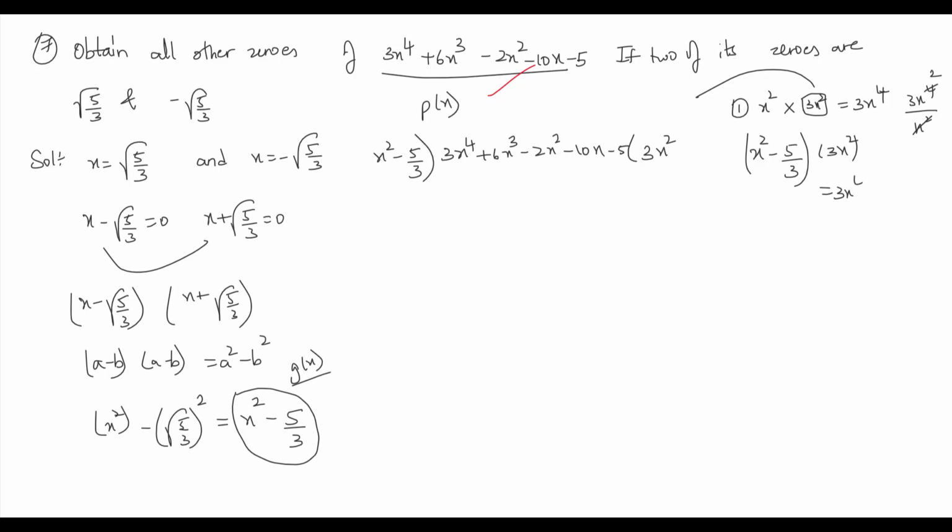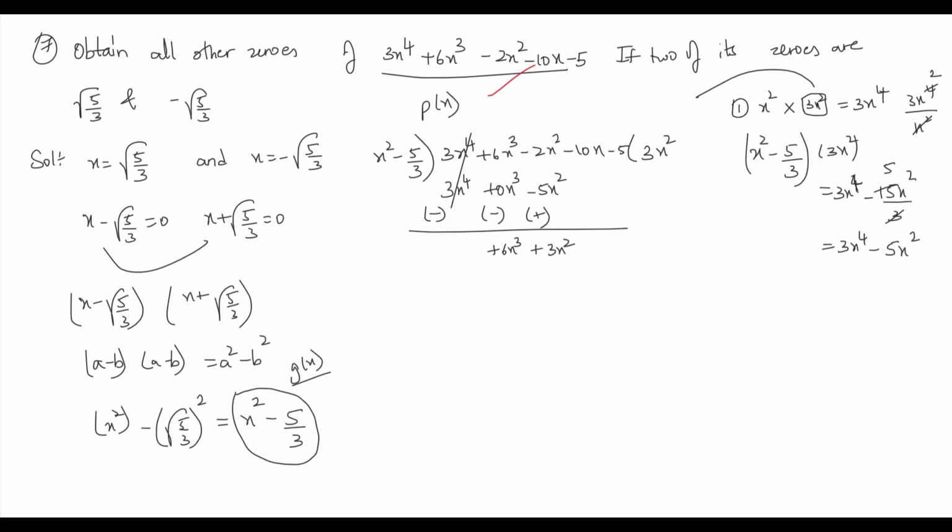What you will get is 3x square multiplied by x square gives 3x^4, minus 5 into 3x square gives 15x square by 3, that is 3x^4 minus 5x square. So place it down, 3x^4, because there is no x cube term, that is 0x cube, minus 5x square. Plus changes to minus, minus changes to plus. 3x^4 and 3x^4 get cancelled. 6x cube minus 0x cube is plus 6x cube, minus 2x square plus 5x square is plus 3x square.